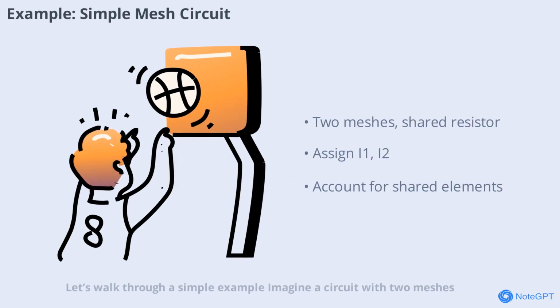Let's walk through a simple example. Imagine a circuit with 2 meshes, each containing resistors and a shared resistor between them. Assign mesh currents I1 and I2. Write KVL for each mesh, accounting for the shared resistor by considering the difference between I1 and I2. This example shows how mesh analysis handles shared components and sets the stage for more complex circuits.